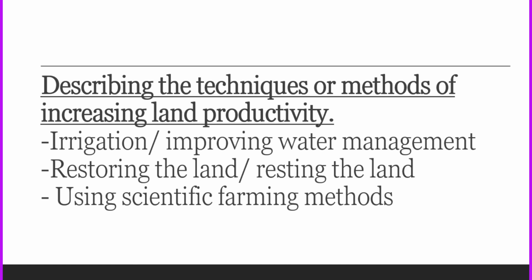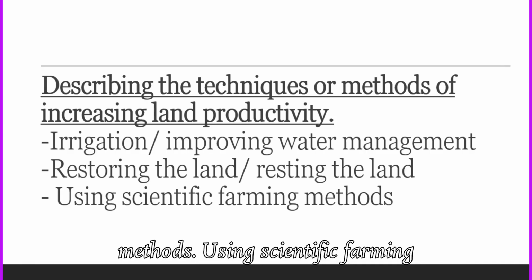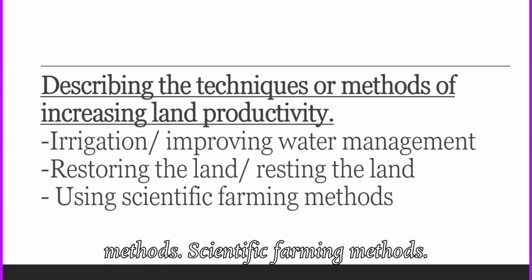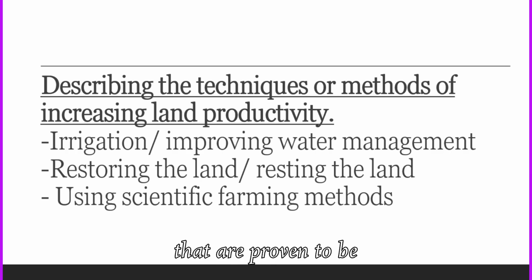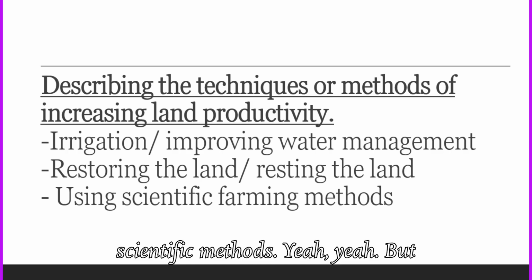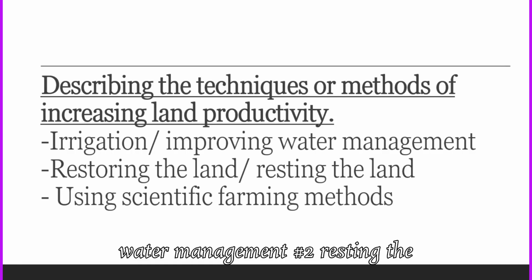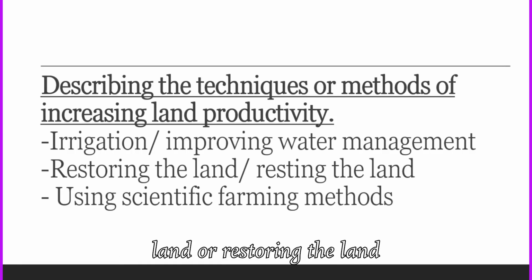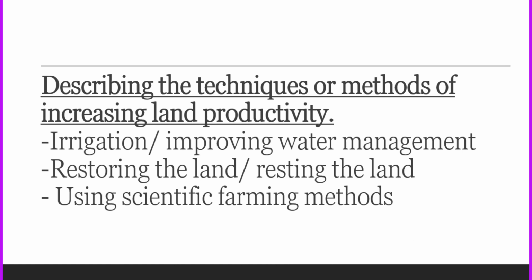Number three, using scientific farming methods. Scientific farming methods, there are many things involved that are proven to be scientific farming methods. So irrigation or improving water management. Number two, resting the land or restoring the land. Number three, using scientific farming methods.